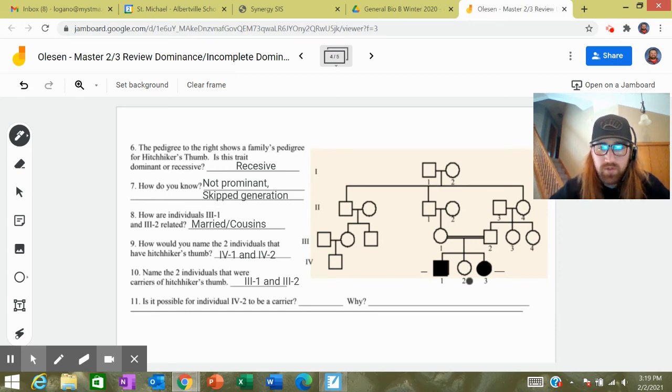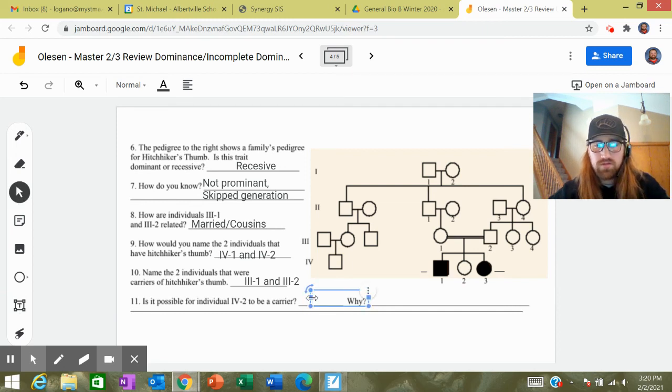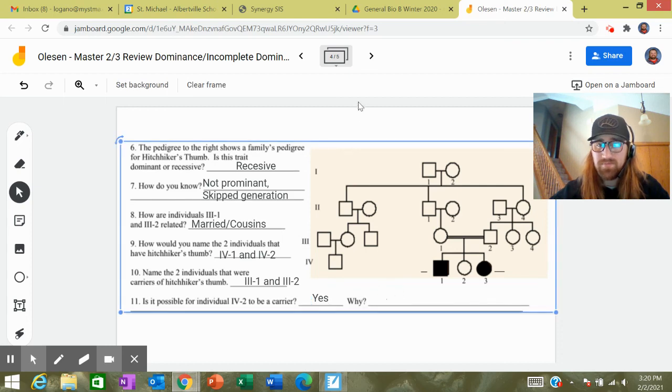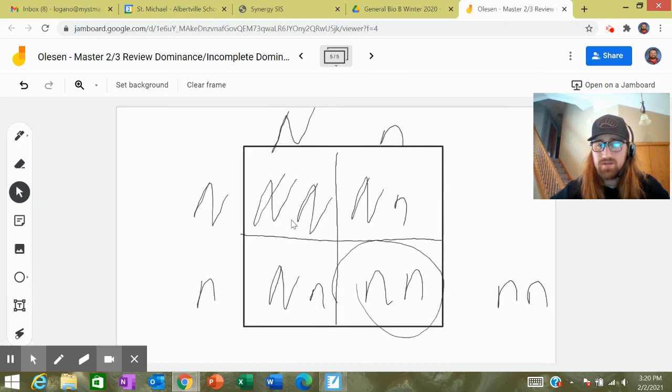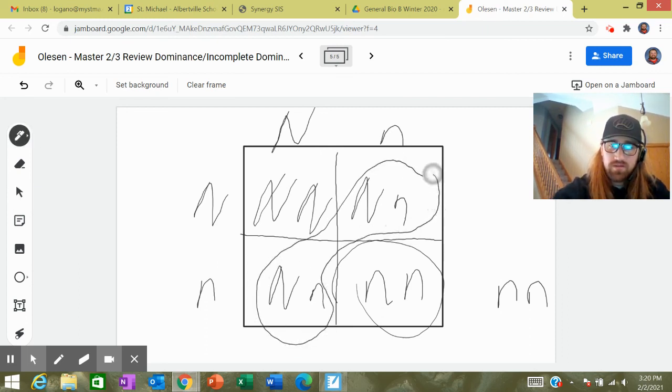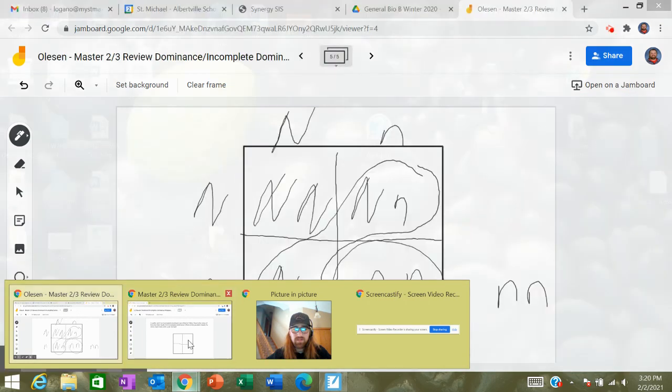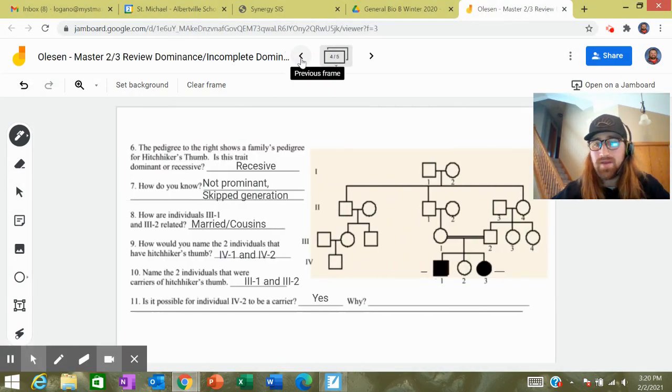Now, there's another question here. Question 11. It says, is it possible for individual IV2 to be a carrier? Yes? No? Why? The answer should be yes. Why? We just explained in the Punnett square. These two individuals right here are heterozygous. Okay, we did the same Punnett square, but those two individuals are heterozygous, making them carriers. Okay, so that makes them heterozygous, makes them carriers.